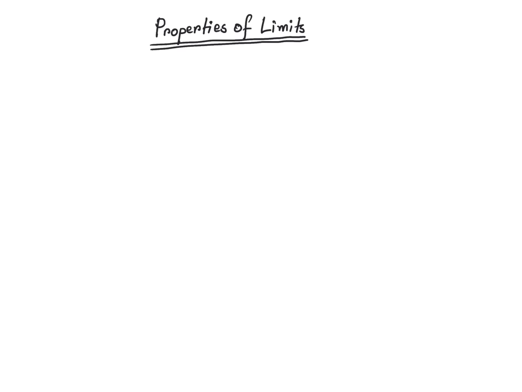In this video, I am going to talk about properties of limits. Let's consider these two limits: limit x approaches some value a, f of x, and limit x approaches a, g of x. And we are making the assumption that both of these limits exist. And let's consider a constant c.